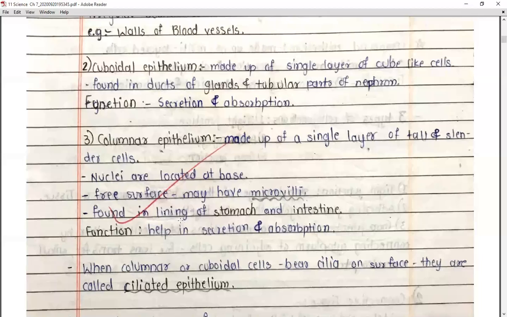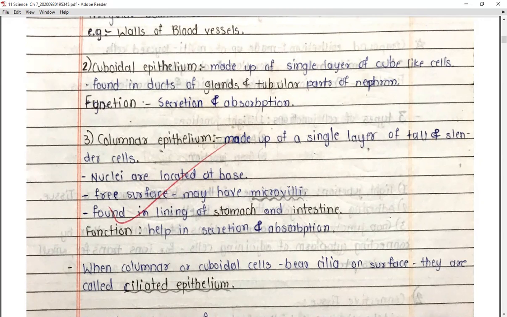Next, the free surface may have microvilli. You have studied this microvilli in 10th standard in the small intestine, right? That means this microvilli increases the rate or amount of the absorption which is taking place in your body. Same way here, the free surfaces of the columnar epithelium may possess microvilli, which do the function of absorption. Now, this type of columnar epithelial cells is found in the lining of the stomach and intestine.